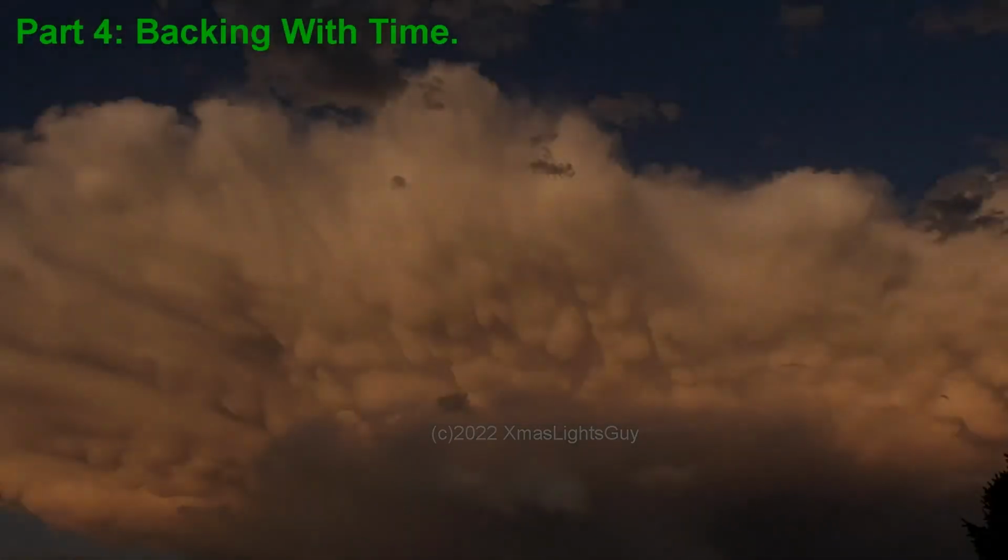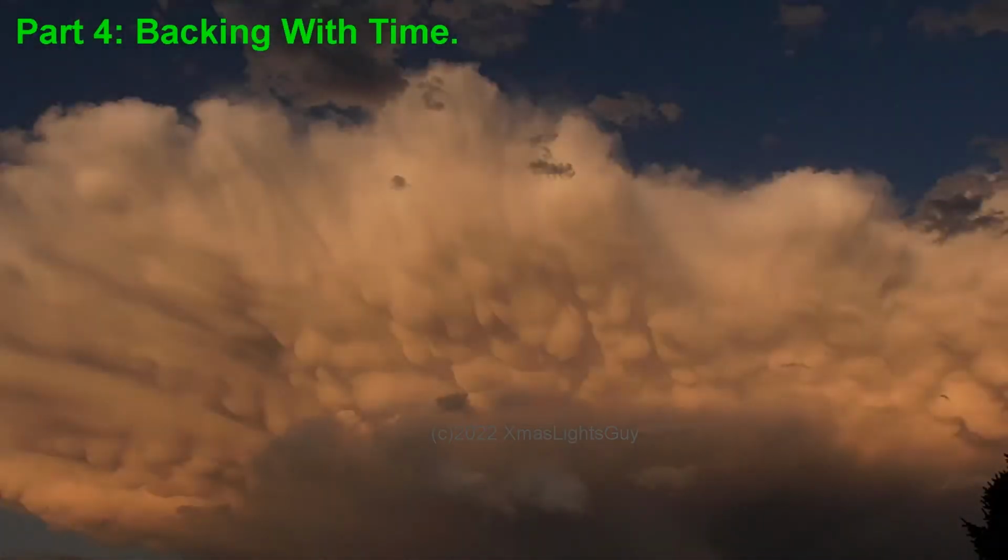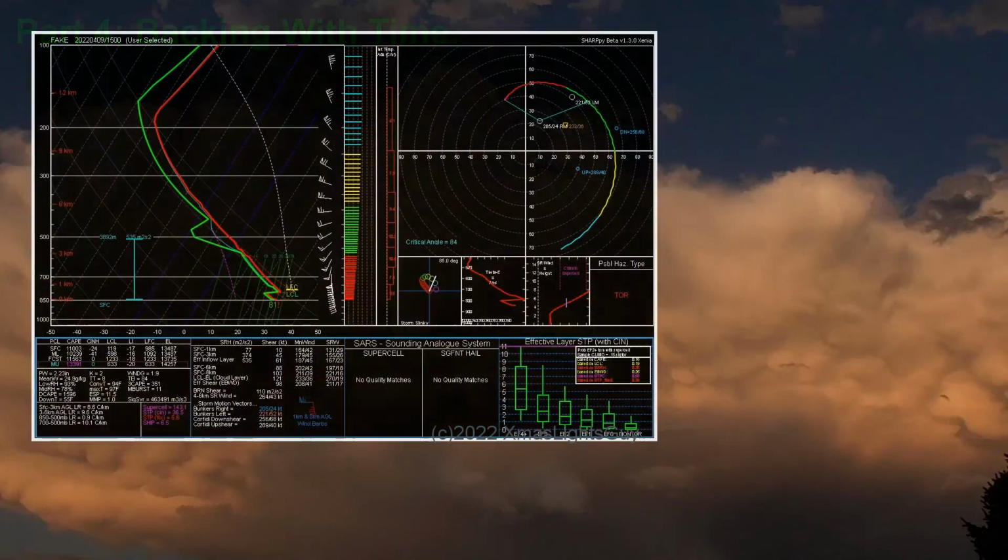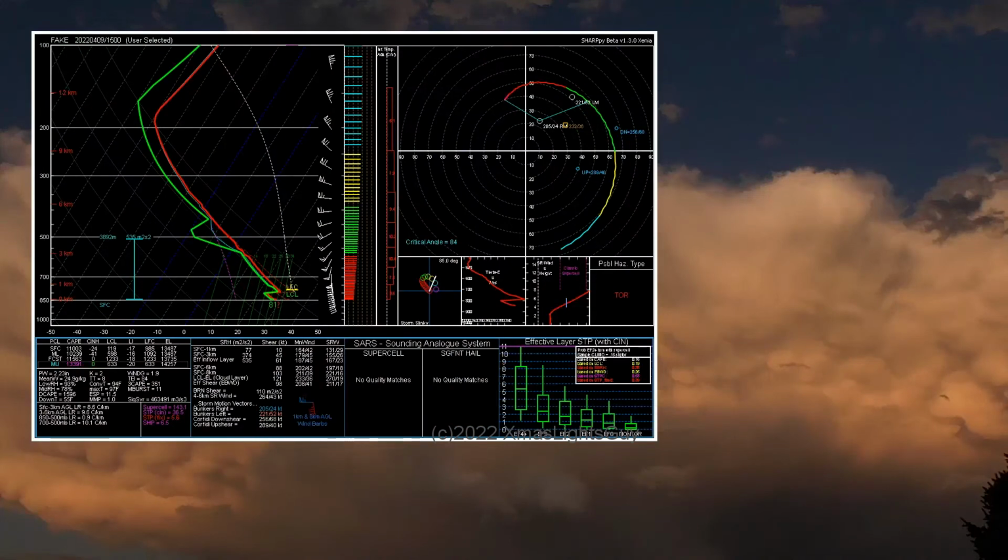Now for part 4 we will do backing with time. An important distinction to note here is that even though both may be called backing, backing with time refers to the low-level winds only. For this I have one final sounding. Watch closely in the upper left quadrant of the photograph. And time is shown in the far upper left corner of the sounding. As time gets later, the lower level winds change in a counterclockwise direction.